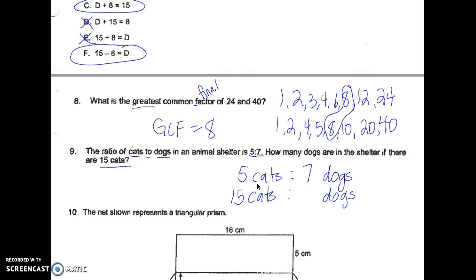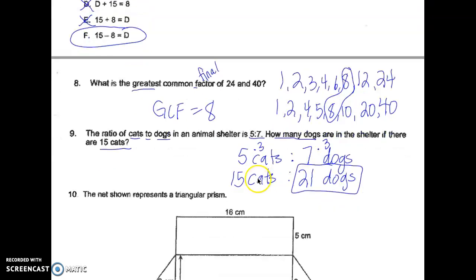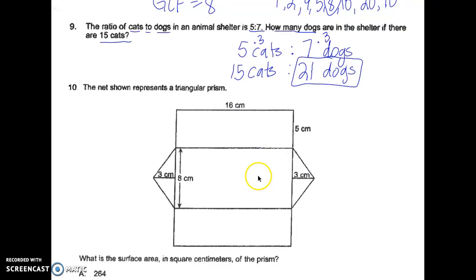Now I could do my cross multiplication, but I could also think 5 times what number is 15? 3. Times 3. Whatever I do to one side, I do to the other. How many dogs? 21 dogs. Okay, notice with ratios, the order matters, because it said how many dogs? How many dogs?